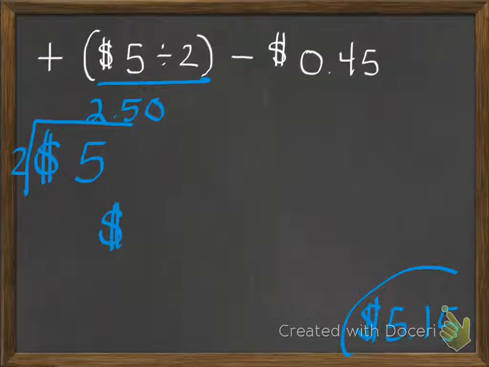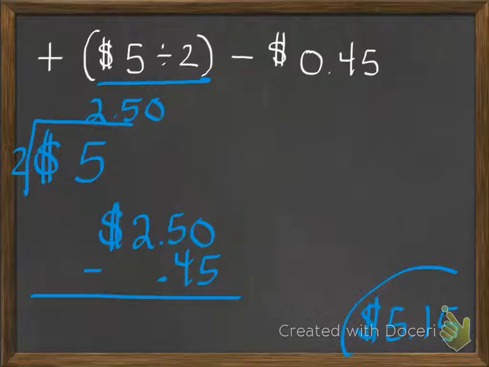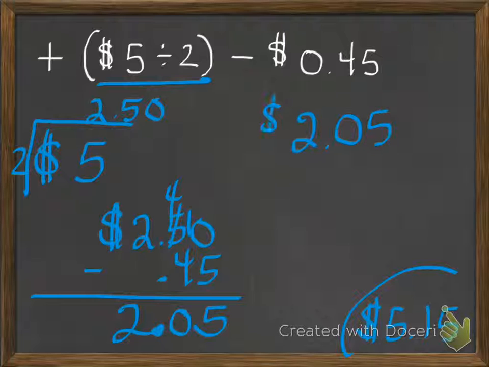So one watermelon is going to cost $2.50, and I'm going to subtract the 45-cent coupon that Fiora has. So 0 has to borrow from the 5. 10 minus 5 is 5. 4 minus 4 is 0. Bring down my decimal, and then 2 minus nothing is 2. So now $2.05 for one watermelon plus $5.15.